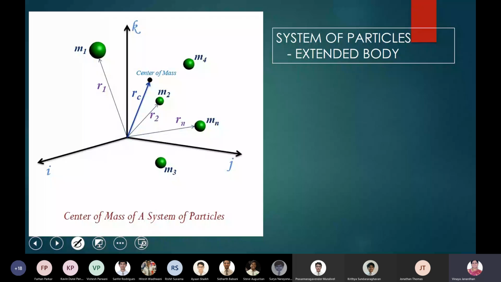The same object, when it is far away, looks like a point-sized object to you. When you're very near to this object, you can see the dimensions of the object. Here we call this an extended object. When you're viewing the same object somewhere far away, it looks like a point-sized object. Here it looks like an extended object. So that is the difference.